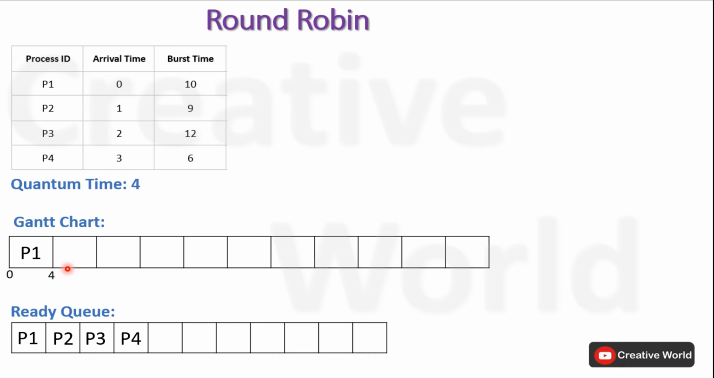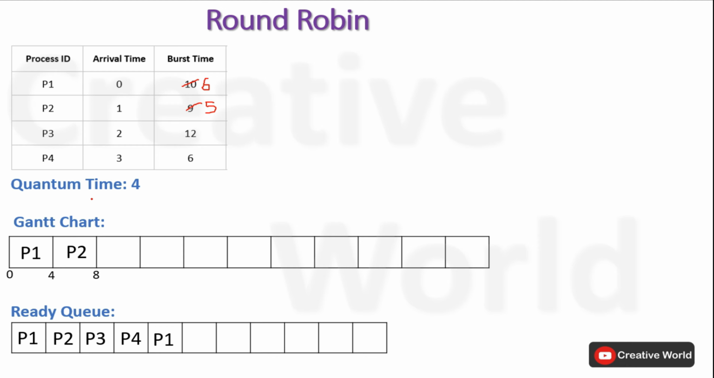So P1 will be shifted here, and now in the ready queue the next process is P2. So P2 will be executed for 4 times. One more thing to keep in mind, P1 was executed for 4 times, so the remaining burst time of P1 is 6. Now P2 is being executed for 4 times and the burst time of P2 is 9. So P2 will be executed up to 4 times and the remaining burst time of P2 will be 5.